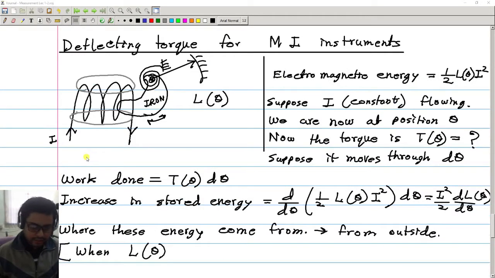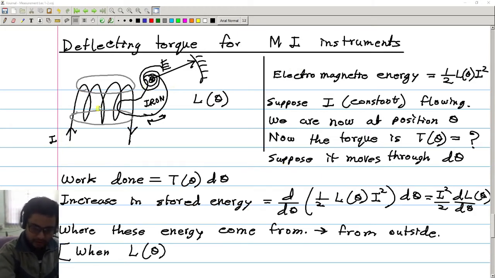So yesterday we started the derivation for finding the torque in a moving iron instrument. Okay, so let us quickly recapitulate as much as we did.